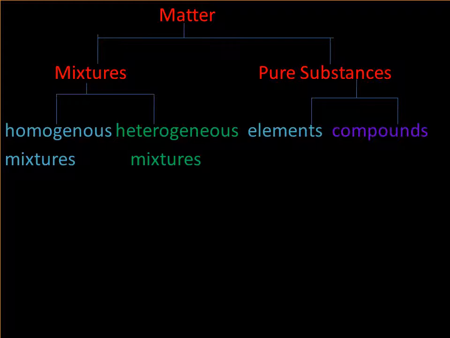compositions. If the composition is uniform throughout, for example, sugar solution and air, these are examples of homogeneous mixtures. But in heterogeneous mixtures, the composition is not uniform throughout and sometimes the different components can be observed. For example, a mixture of salt and sugar. Pure substances have properties different from the mixtures.